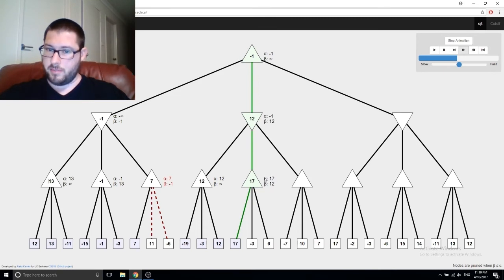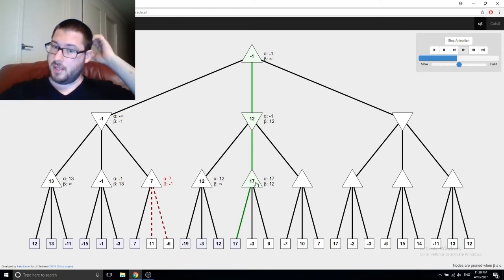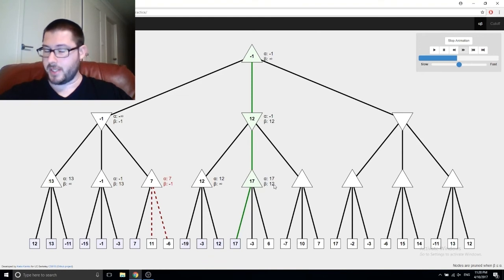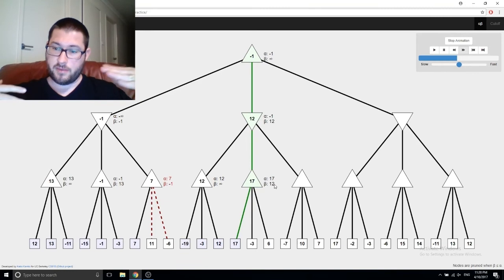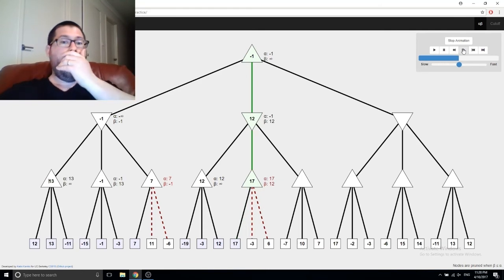So if there's a possibility for you to get something higher than 12 from this node, it won't give you that. We know that this node is going to be a 17 or higher, and we know that the parent of this node won't explore anything unless it has a value of 12 or less. So what happens here? Since the alpha and beta values have overlapped, we can now prune the rest of the branches of this tree. And that's what happens.